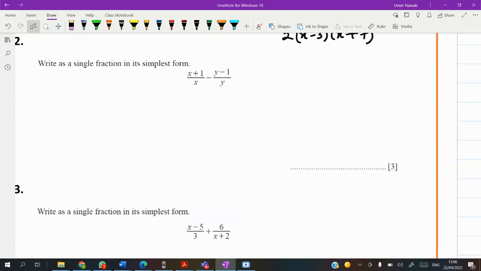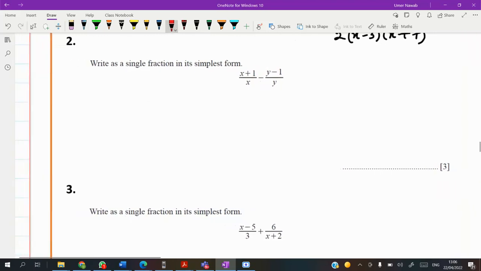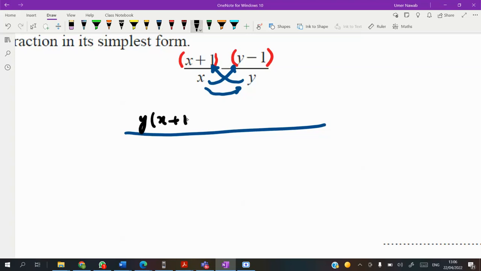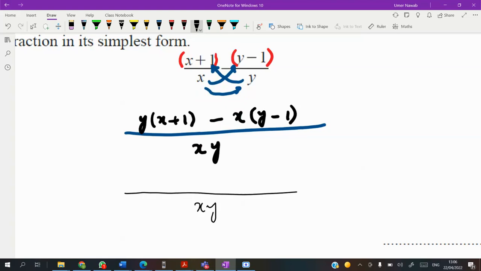Next, algebraic fraction. You need to put the brackets on first. Then you have to do the cross multiplications. So big line, y multiply with x plus 1. There's a minus sign in between. x multiply with y minus 1. And in the denominator, x and y multiply. y multiply with x, yani xy. y multiply with 1 is y.